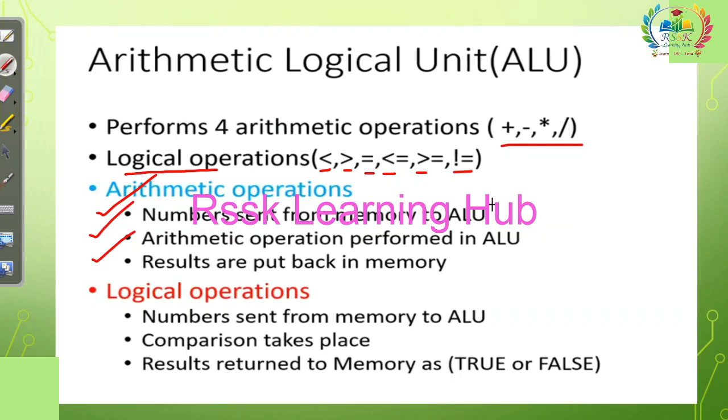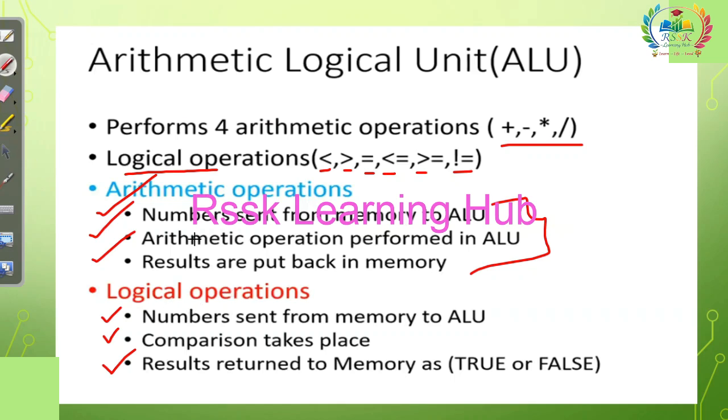So you will have 3 main steps for your arithmetic operation. Coming to logical operator, the numbers are sent from memory to ALU, then comparison will take place, whether it is AND or NOT, like that it may compare, then the result is returned to your memory as true or false. As a boolean value it may result. That is the use of logical operator.